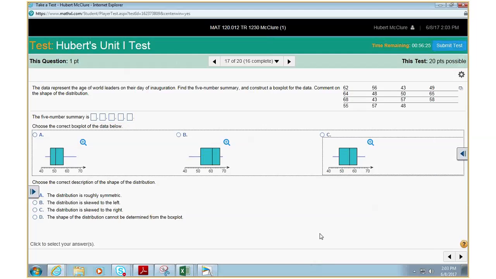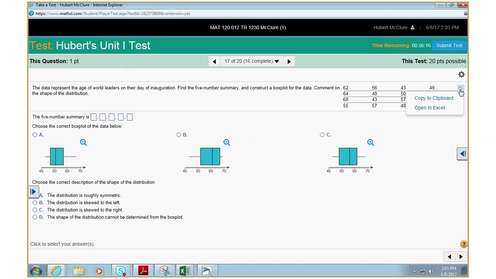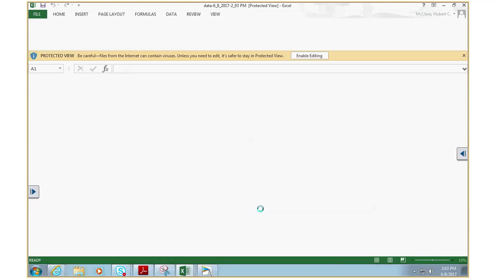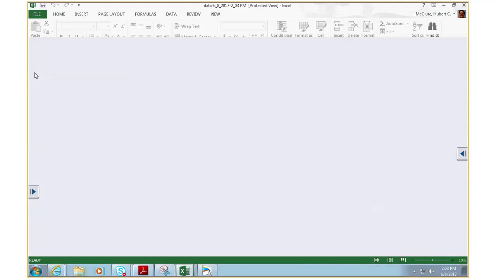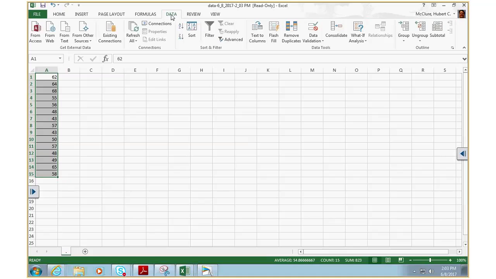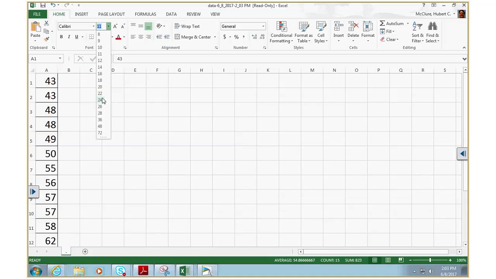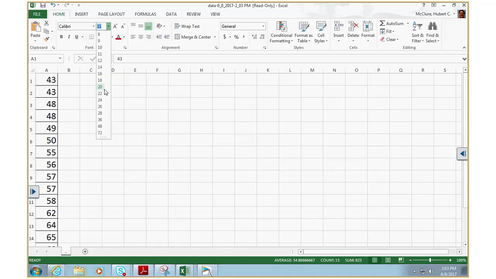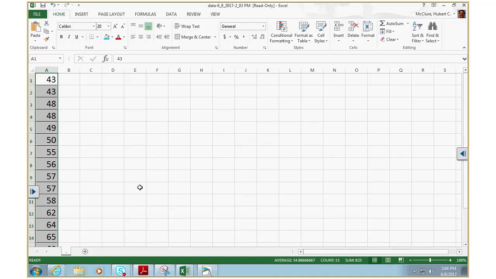We need to hurry because I need to get through. We got 3 more to go. All right, 5-number summary. Go. I'll go ahead and put it on the spreadsheet so you can look at it and put it in order for you. You're welcome. Data. Sort. There you go. And let me get it bigger for the online students. There you go. And that's a 68 at the bottom.